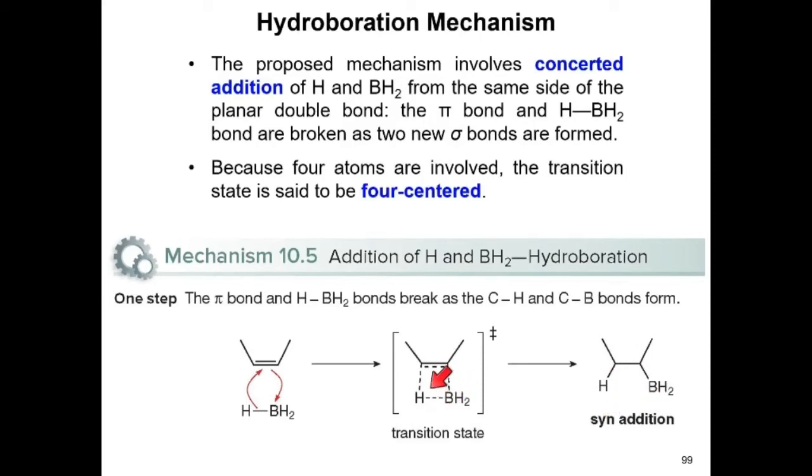Here we have the transition state. A pi bond is partially broken between the two carbon atoms. The sigma bond is partially broken between the hydrogen and boron atom. And then two sigma bonds are partially formed. One is between the carbon and the hydrogen, and the other one is between carbon and the boron atom. Again, this is the transition state. And because four atoms are involved, the transition state is said to be four-centered.